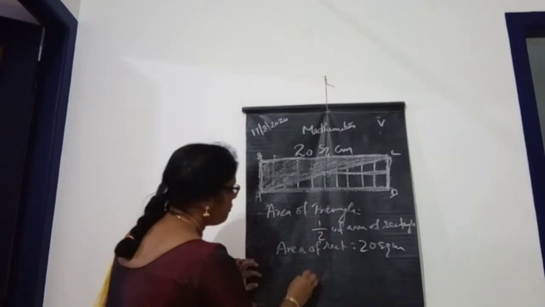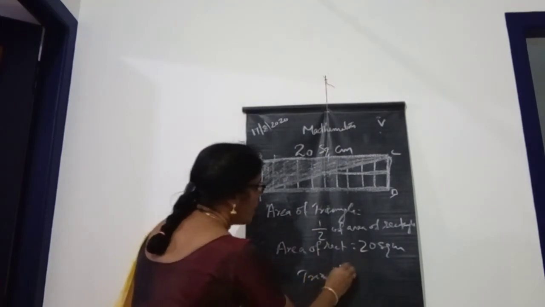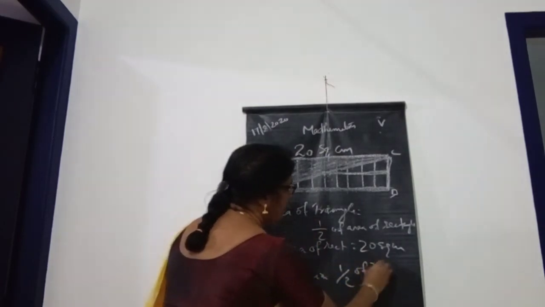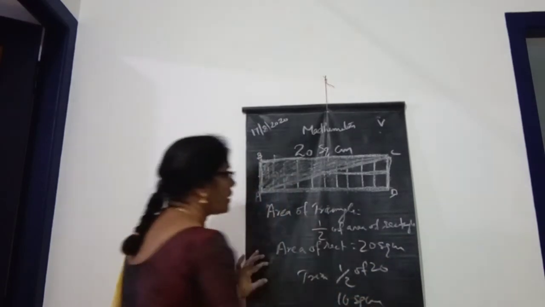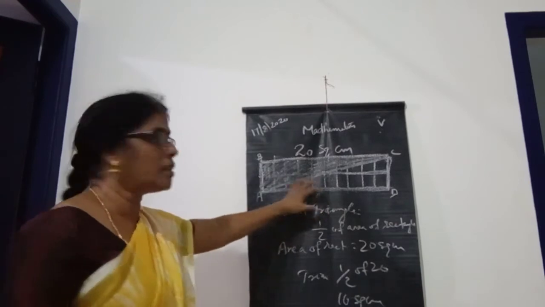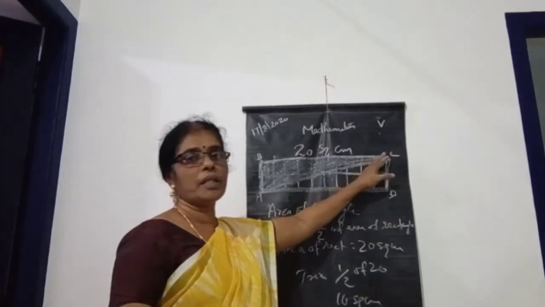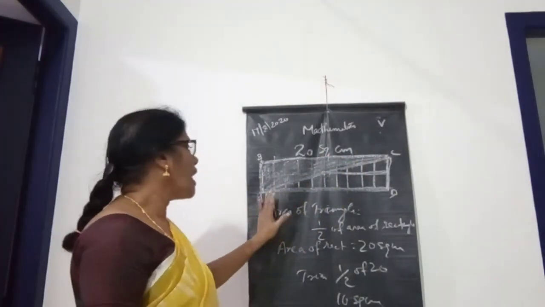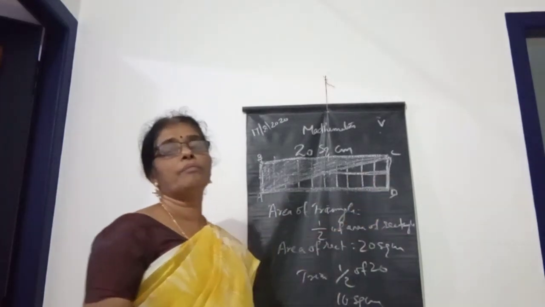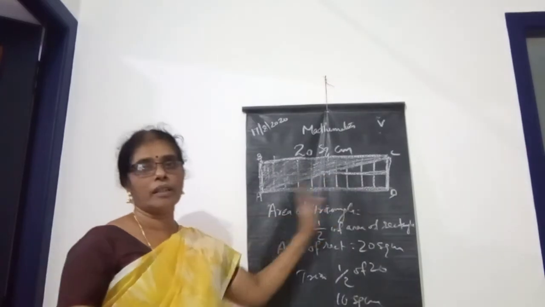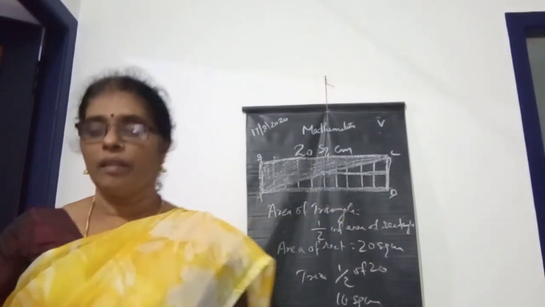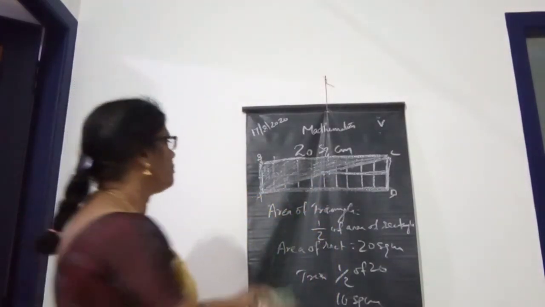So the area of the triangle is equal to half of 20, that is 10 square centimeter. So triangle ABC is 10 square centimeter and triangle ADC is also 10 square centimeter. That's 10 plus 10, 20 square centimeter. Okay, children? Yes. The next one.